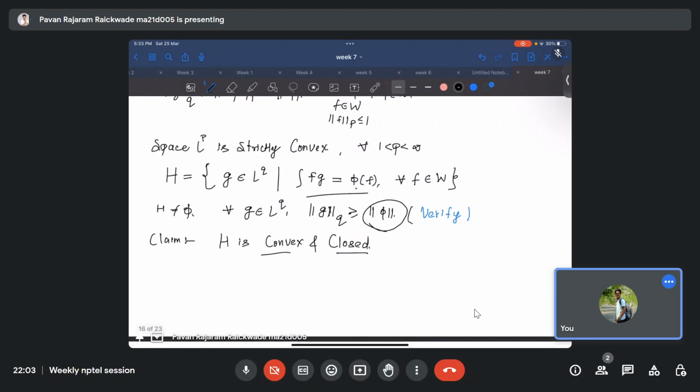For closedness, I'll define a function psi_f on L^q, a linear functional, as psi_f of any element g equals the integral of fg.